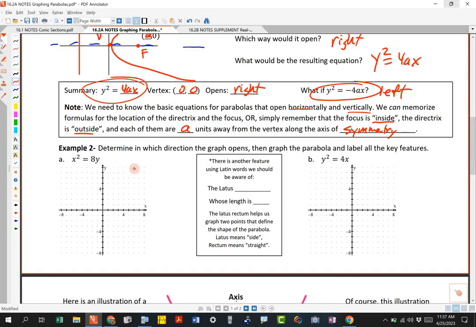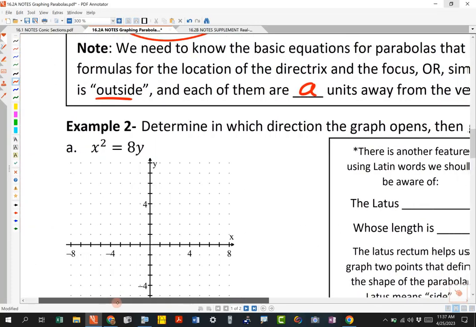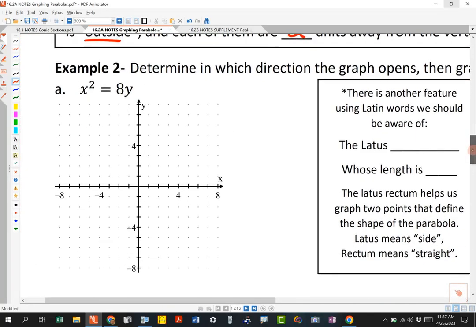Okay, so down at the bottom, let's actually graph a couple of these and I'll show you how easy this is. It says determine which direction it opens and then graph the parabola and all its key features. So we'll talk about what those key features are. I'm going to zoom in about that big. Okay, so which way does it open, crew? Opens up. Okay, vertex 0, 0.